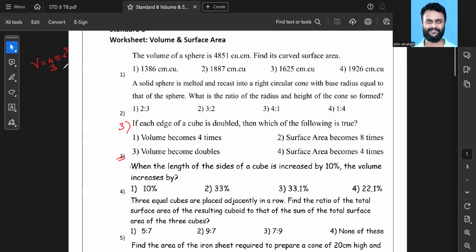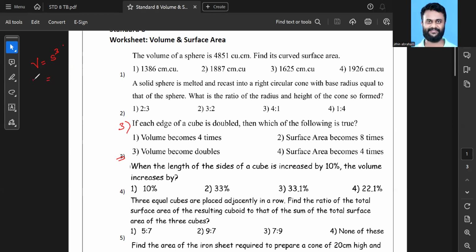Now let me ask you a very simple question. So, cube. I've written cube only. So, if an edge of a cube is doubled. Oh yeah, my bad. It's a cube. It's side cube. Okay. Now, when I'm doubling the side, what happens?